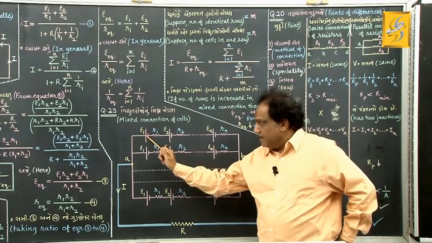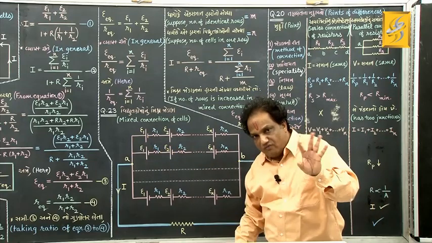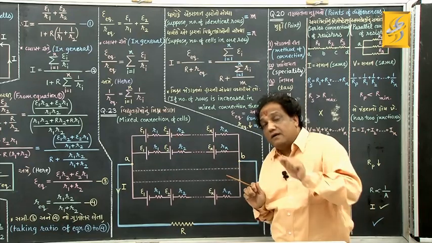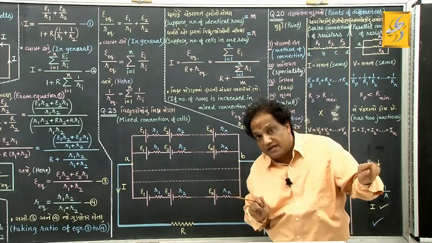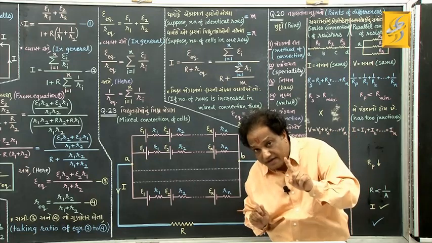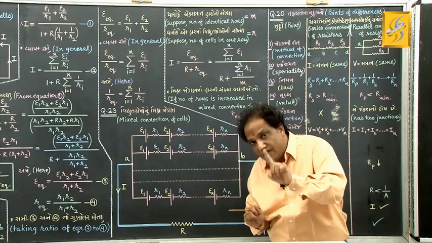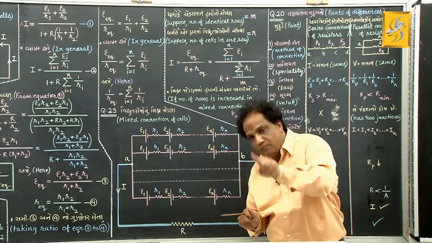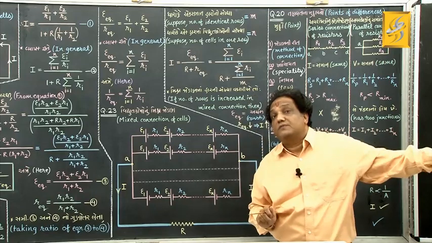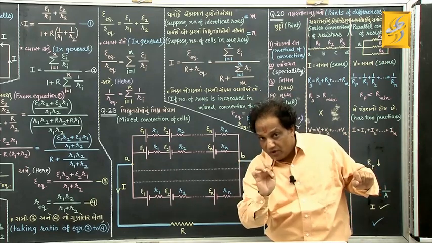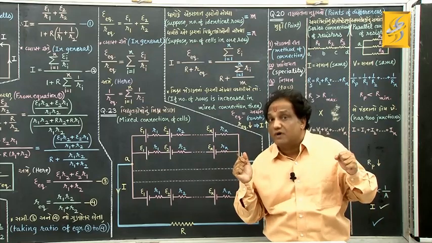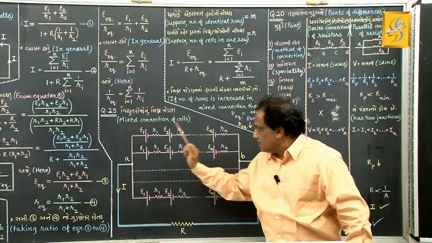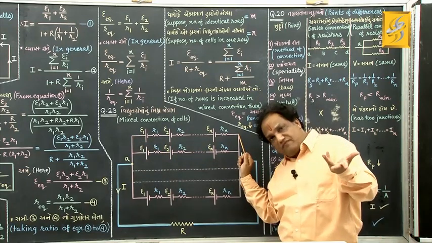Suppose this cell has EMF 1.5 volt, and in this first row there are 10 identical cells connected in series in an assisting manner. How many? 10. What is the EMF of one cell? It is 1.5, and such 10 cells are there in an assisting manner. So 1.5 plus 1.5 plus 1.5, 10 times. It will be 1.5 into 10, that is 15 volt. So what is the effective EMF between these 2 points in the first row? It is 15 volt.